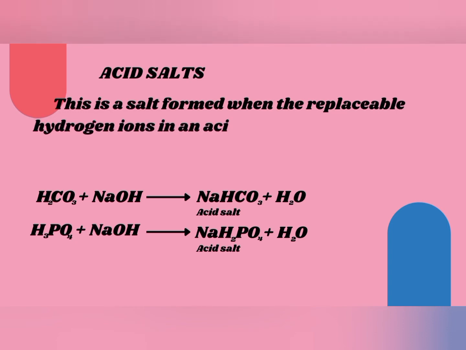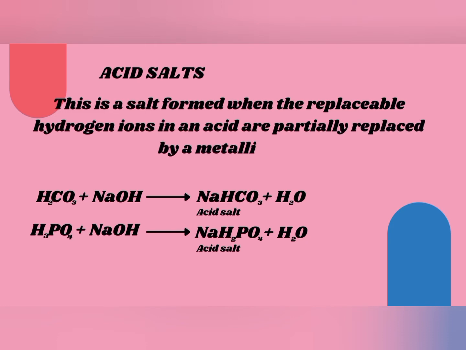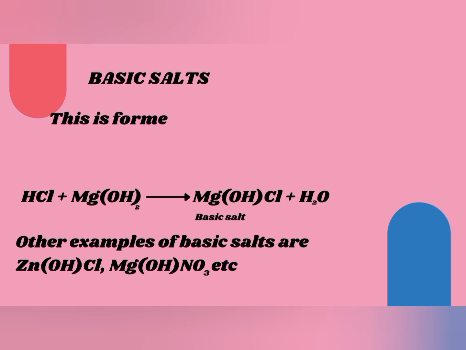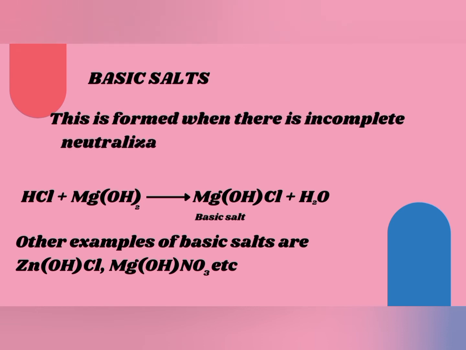Next we'll be talking about acid salts. This is a salt formed when the replaceable hydrogen ions in an acid are only partially replaced by metallic ions. They are produced only by acids containing more than one replaceable hydrogen ion. Note that acids with two replaceable hydrogen ions can form only one acid salt, while acids with three replaceable hydrogen ions can form two different acid salts.